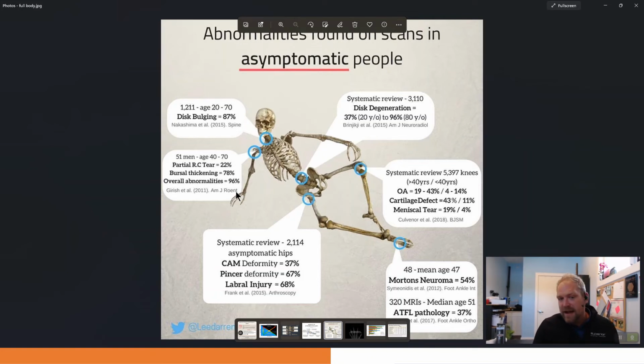And it's not enough to say, oh, you have arthritis in your hip, therefore that's the cause of your pain and we should replace the joint, right? Here's another one, asymptomatic imaging: 2,114 people without pain. 37% had a cam deformity, 67% had a pincer deformity, and 68% had a labral injury. So we really have to be careful.